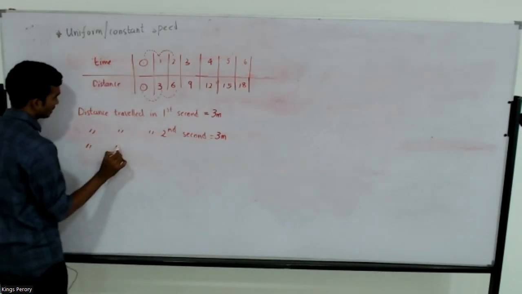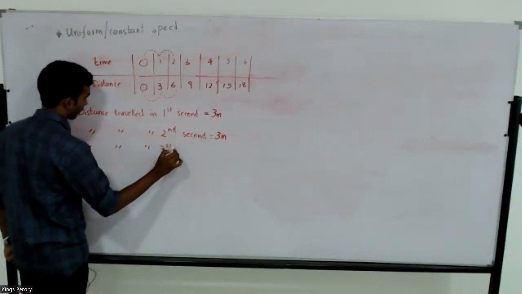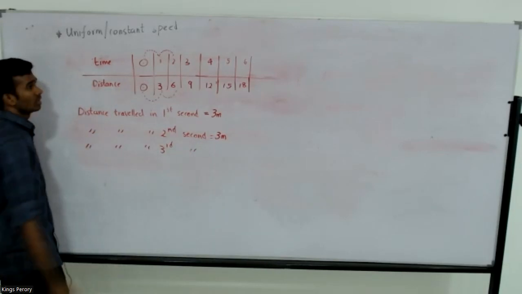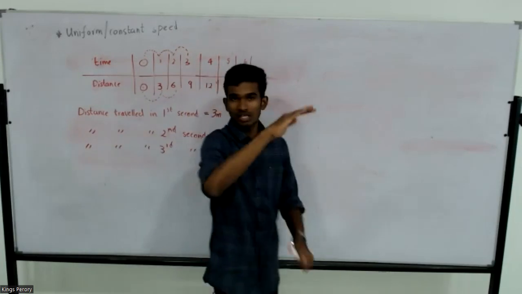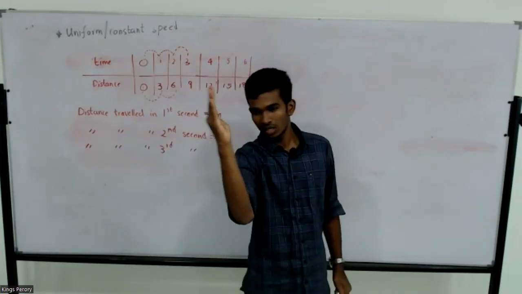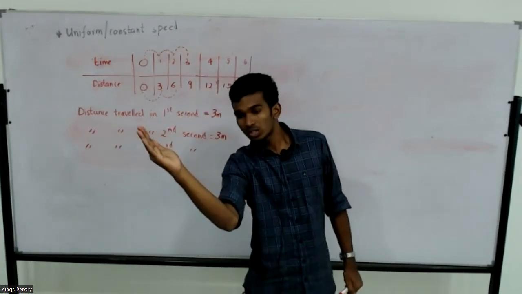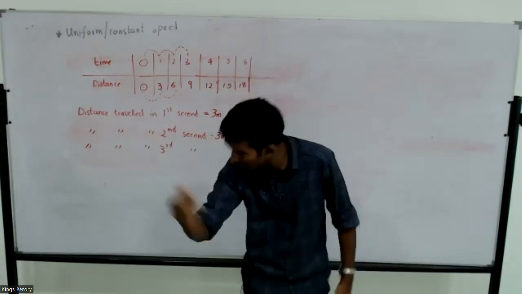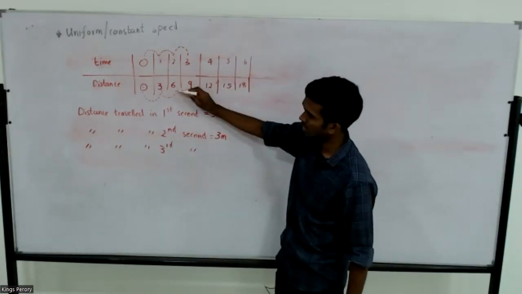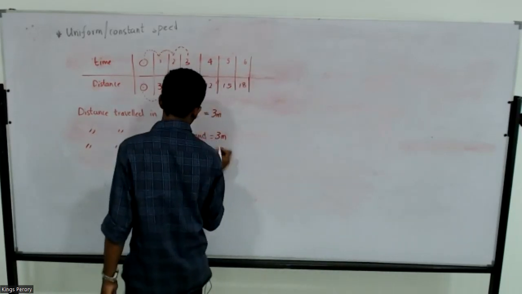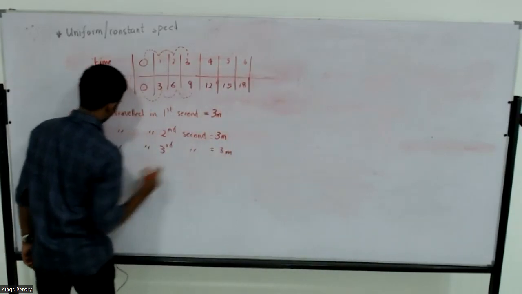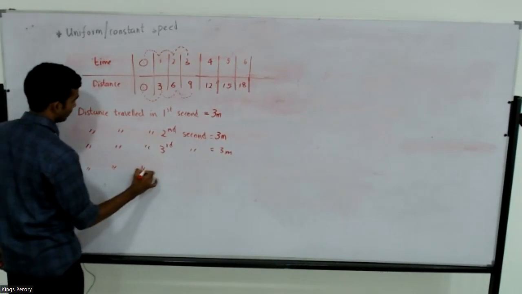Now you all tell me. What is the distance traveled in the third second? That means 2 second to 3 second. Already 0 to 1 second, first second went. 1 second to 2 second, second second went. 2 second to 3 second, my third second, how much distance has it traveled? 3 meters. Again, it has traveled 3 meters. What is the distance traveled in the fourth second?